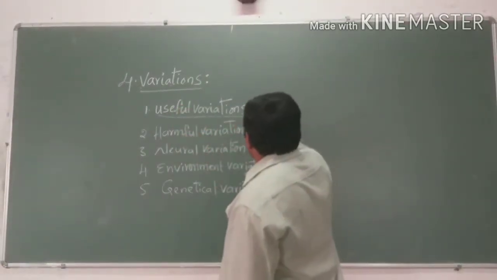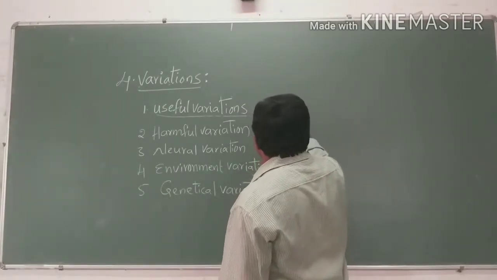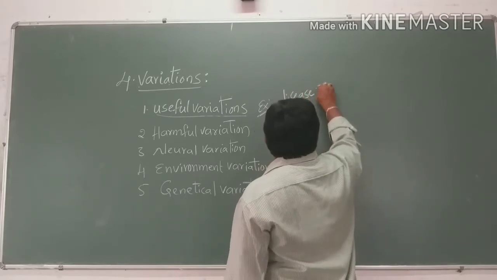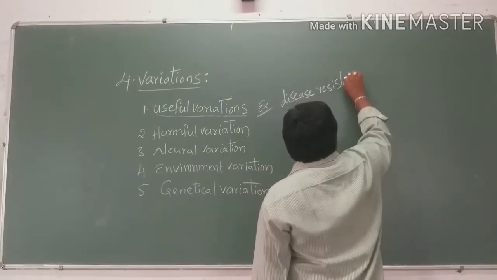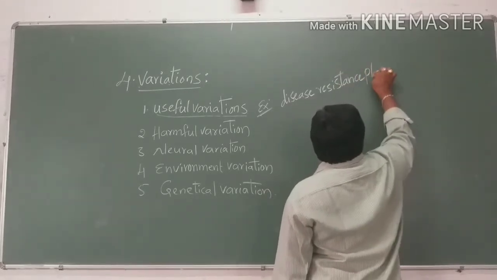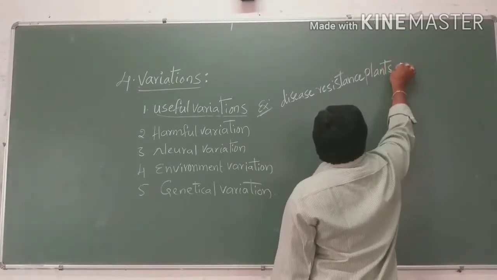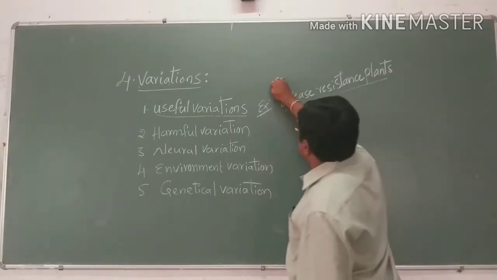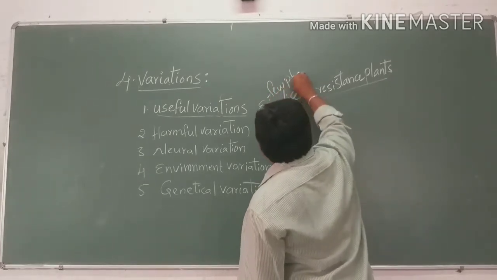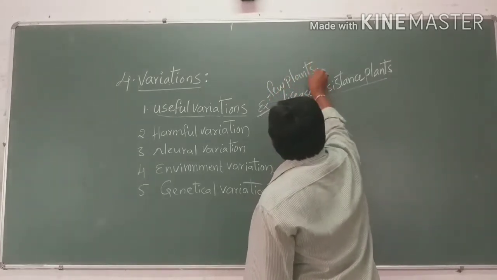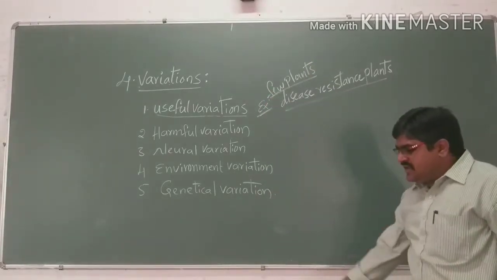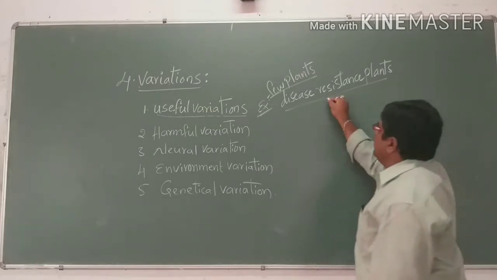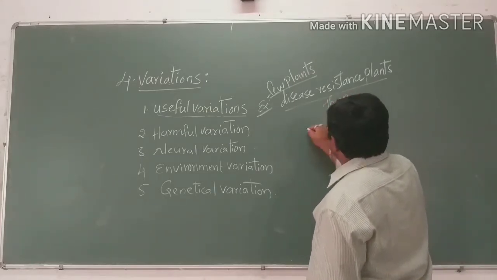Example: disease resistance plants. Some plants contain disease resistance, so these few plants are able to survive better than the non-resistant plants.